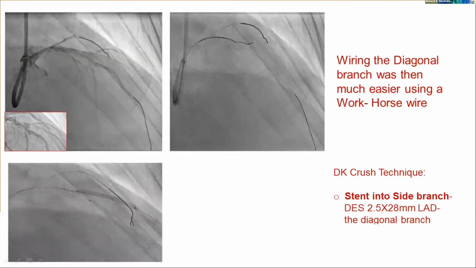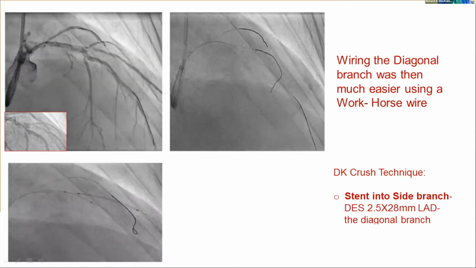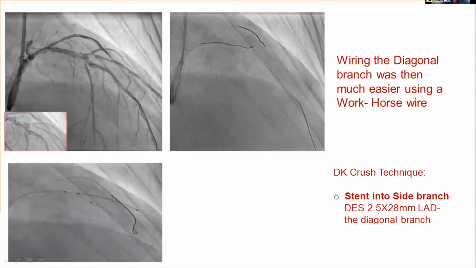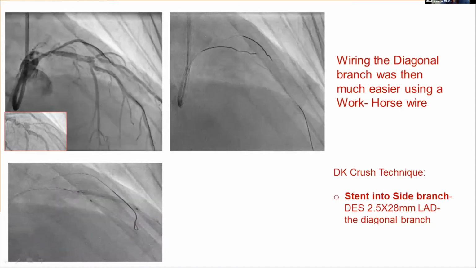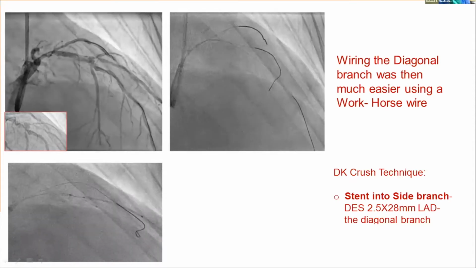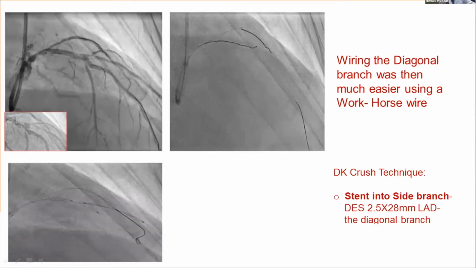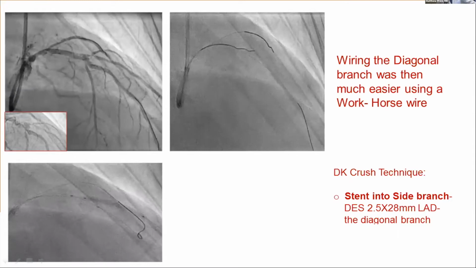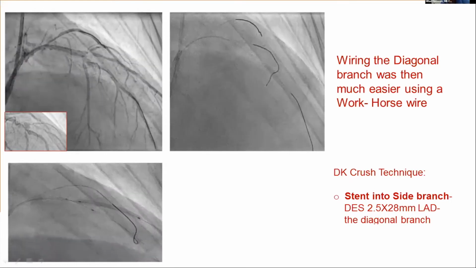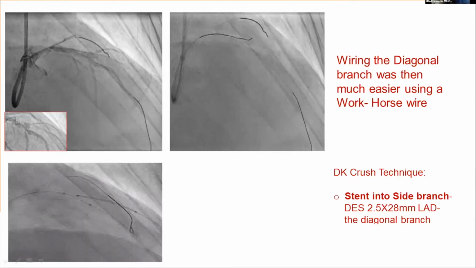Just so I'm following you: in the bottom left picture, you have a 2.5 by 28 stent in the diagonal, and you have a balloon in the LAD protecting the LAD. Is that correct? That balloon is part of the technique, so it's parked in the LAD to prepare for crushing. But your stent is just in the diagonal, not across the diagonal into the LAD. How big is the balloon you have in the LAD right now? We have a balloon parked in the LAD in anticipation of crushing. What is the diameter of that balloon? That was a 2.5 by 15 balloon.